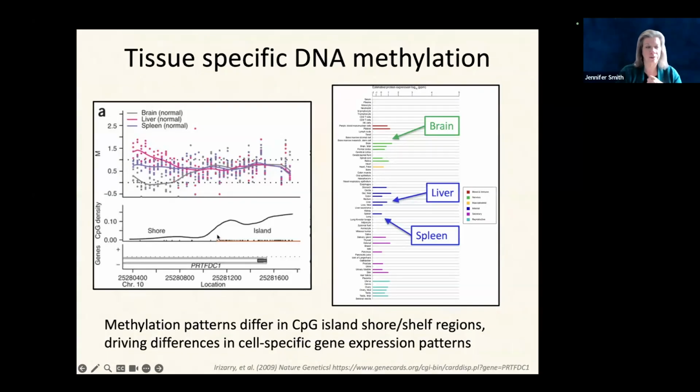differential tissue expression. Okay. So the brain, liver, and spleen look very different in the shore site. They look pretty similar in the island site at this one gene. If you look up the expression of this gene, you can see that the spleen and the liver have pretty low expression levels of the gene. The spleen seems to be the lowest. The liver is pretty low, but the brain has a high expression level of this gene. So here, the shore has a very different methylation pattern in the brain, and it's reflected in the expression of this gene.